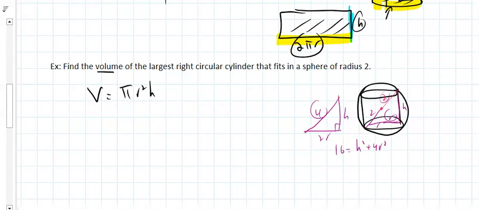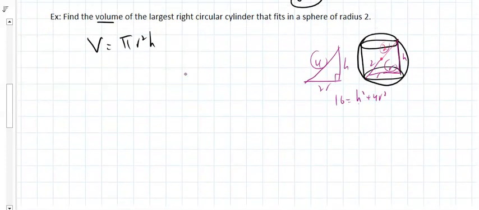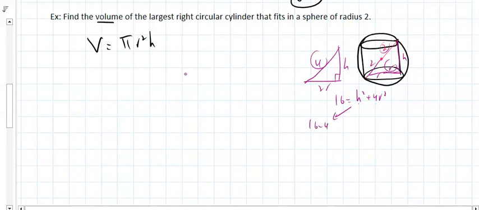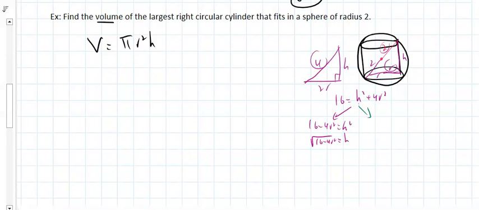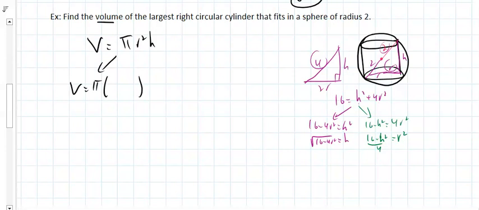Now I have a couple of options. I could solve this for h, I could solve this for r, and I want to show you the difference. If you decided to solve this one for h, then you're saying 16 minus 4r squared equals h squared, and h equals the square root of 16 minus 4r squared. And if you decided to solve this for r, you're saying 4r squared equals 16 minus h squared, and r squared equals (16 minus h squared) divided by 4. Now watch what kind of equations I'll get, if I decided to replace r by what I got, versus if I decided to replace h by what I got.